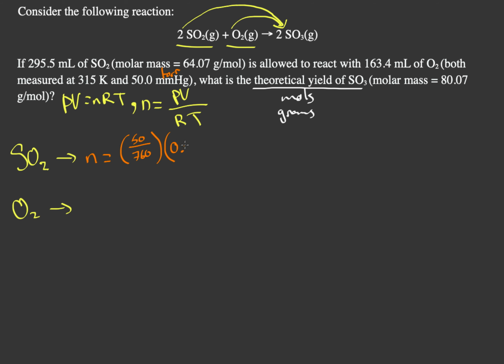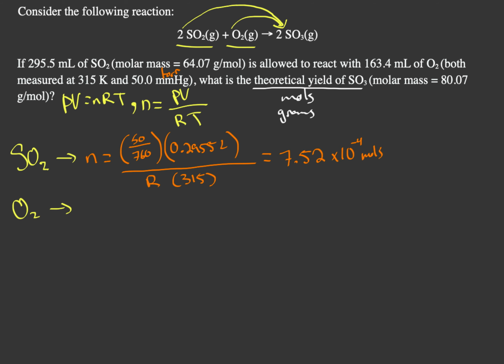We have 0.2955 liters, right? And then if we divide all of this, we have our R constant. So I will just write R for now, which is equal to 0.08206 for atmospheric pressure. And then for temperature, we're going to put 315 Kelvin. So if you solve for this, you get an answer of 7.52 times 10 to the negative 4 moles.